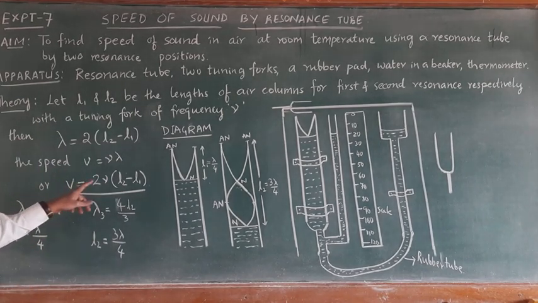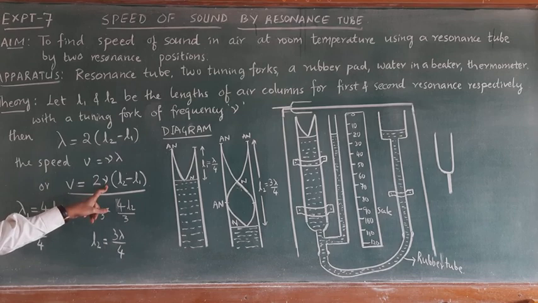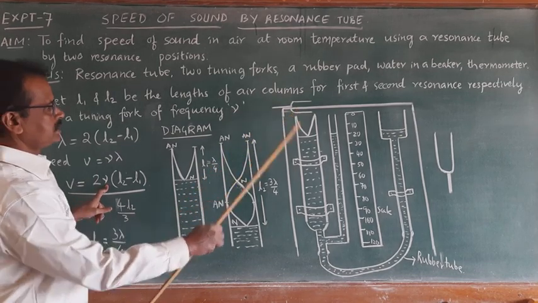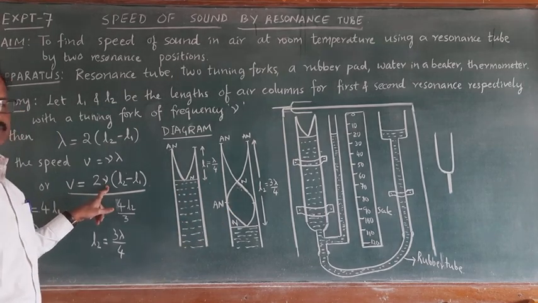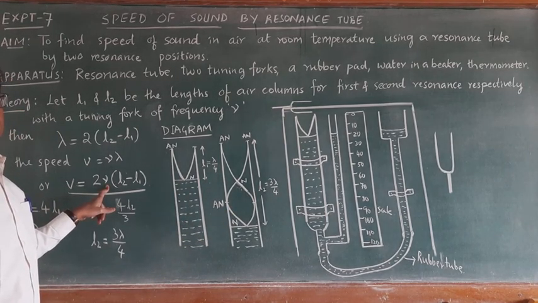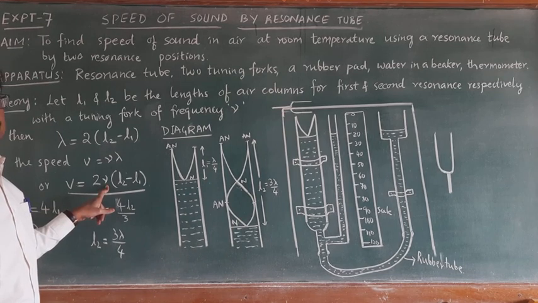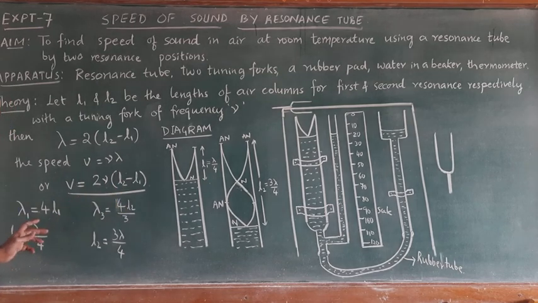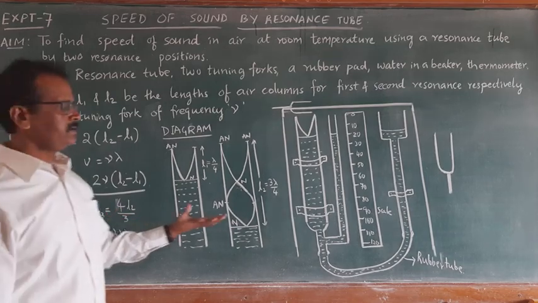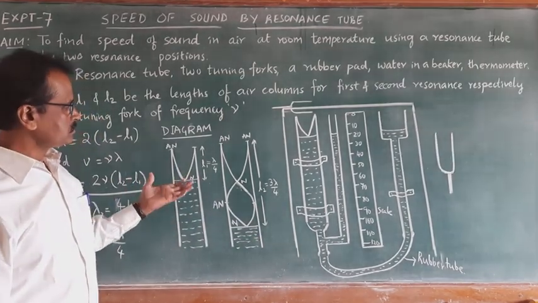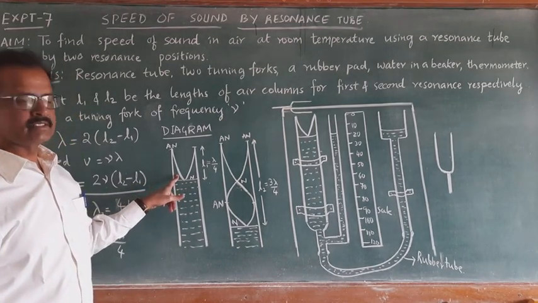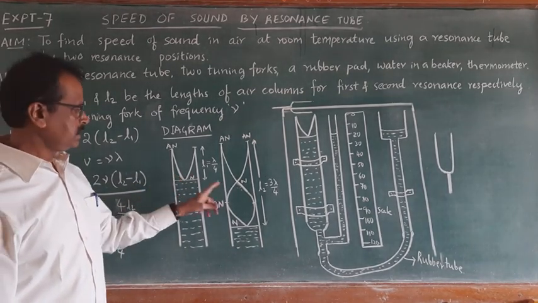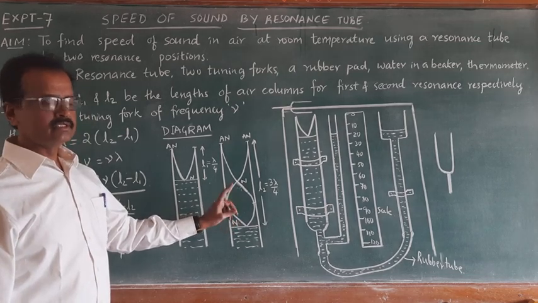So we get the speed of sound using the resonating frequency, which is equal to the frequency of the tuning fork, which is also equal to the frequency of the vibrating air column, for which the sound is heard with loud magnitude and maximum amplitude. So v equals 2 nu into (L2 minus L1). This is how we analyze the theory. This theory is now realized by doing the experiment. These are the waveforms: this is for the first harmonic corresponding to the fundamental wavelength, and this is for the third harmonic corresponding to the third wavelength.